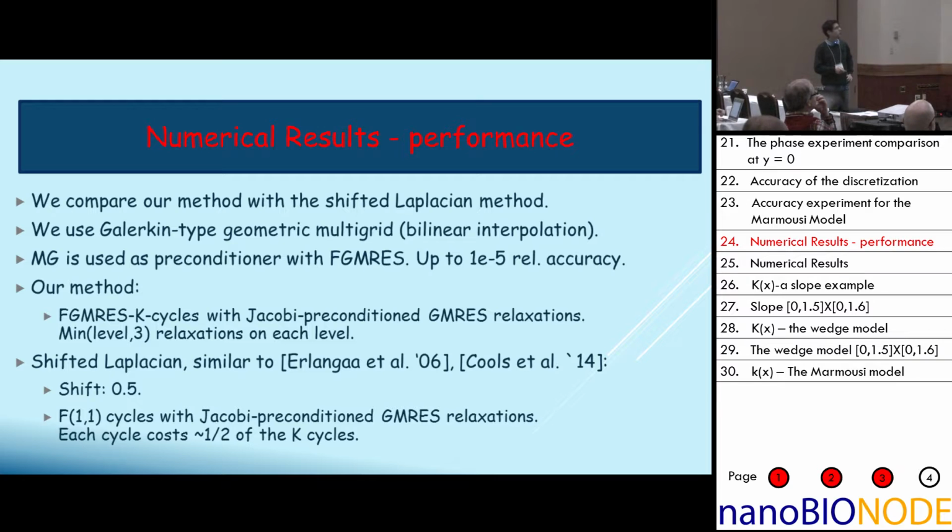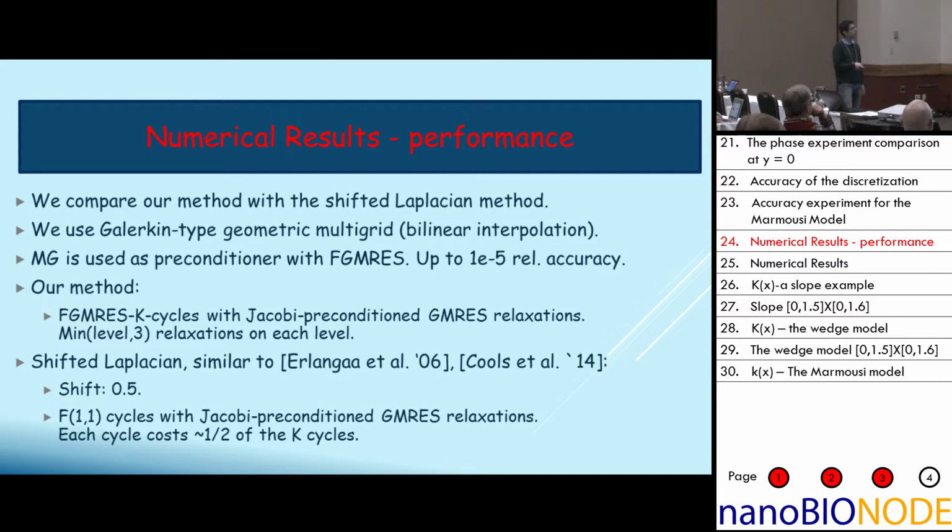We use Galerkin type geometric multigrid, basically using bilinear interpolations. And multigrid is used as a preconditioner with flexible GMRes up to 5 orders of magnitude relative accuracy of the residual. In our method, we use K-cycles with FGMRes as the engine in the K-cycle, and we use Jacobi preconditioned GMRes relaxations. We do more relaxations on the coarser grid, so we do minimum of level 3 relaxation. So on the first level, we do 1, on the second, we do 2, and the rest will be 3.